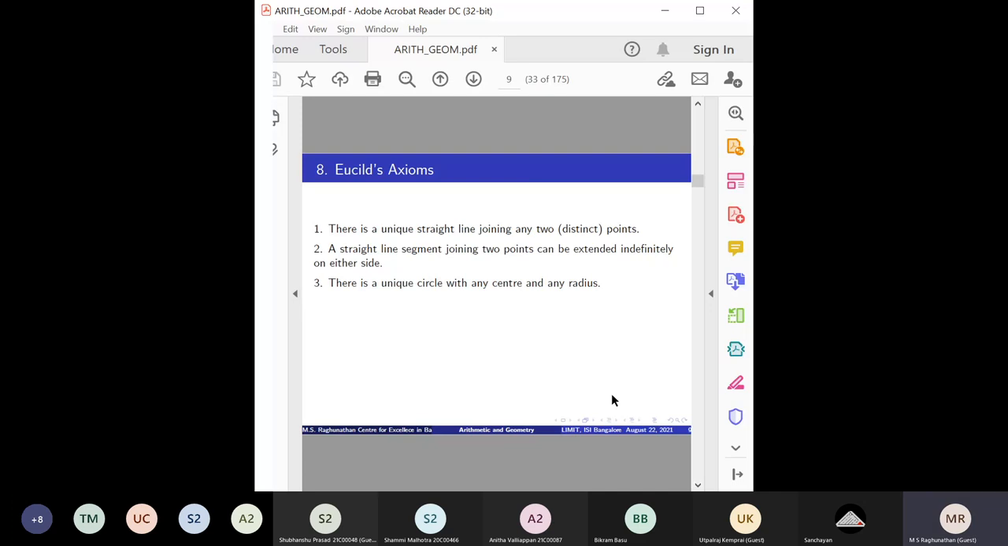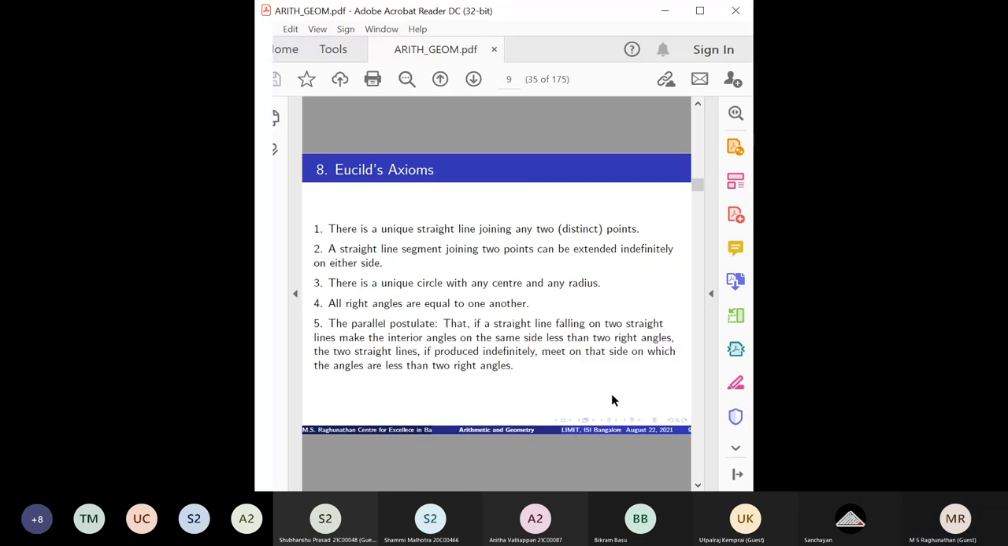There is a unique circle with any center and any radius. All right angles are equal to one another. The parallel postulate says, if a straight line falling on two straight lines makes the interior angles on the same side less than two right angles, the two straight lines, if produced indefinitely, meet on the side on which the sum of the angles is less than two right angles.